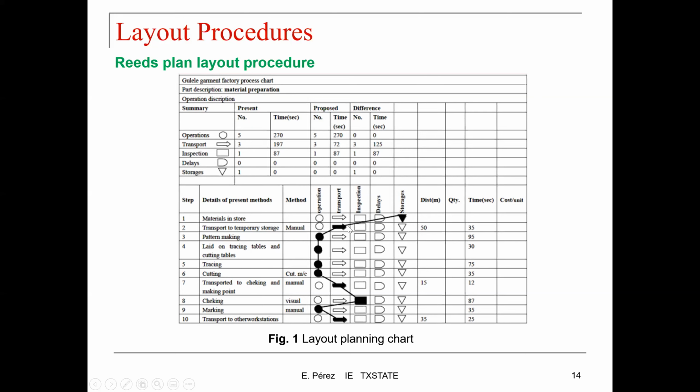So you start in storage, then transportation, so you can see how many transportation steps are in the process, how many operations, how many inspections, is there any delays, identify. And then you also have information about the distance. So when you're moving things, how far and how long it should take you. You also have the time for the operations, so how long does it take in seconds? And you can also have some information about the cost per unit if needed.